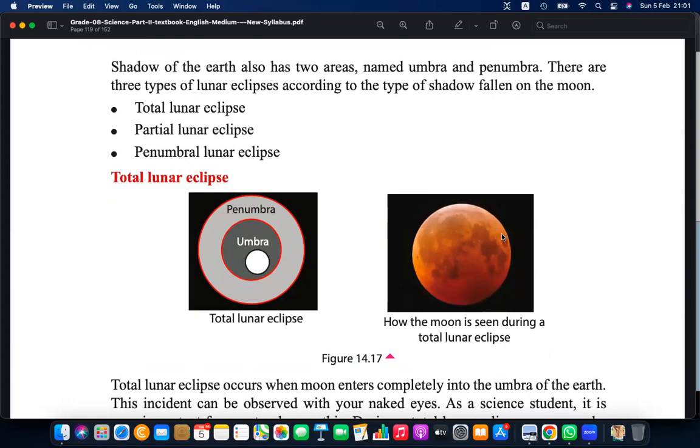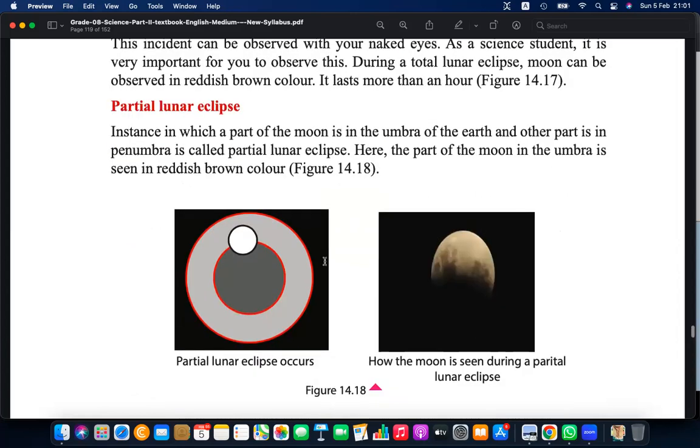This is a total lunar eclipse. If you're in umbra, you can see the full shadow of the earth falling on the moon. So it can be total, partial, or penumbral. Penumbral means the shadow is partial, so the brightness of the moon will be less. That is the idea. But if it is umbra, the brightness is very, very low.